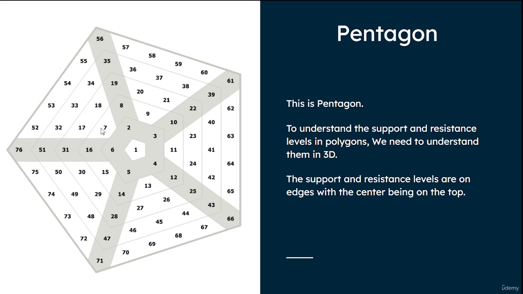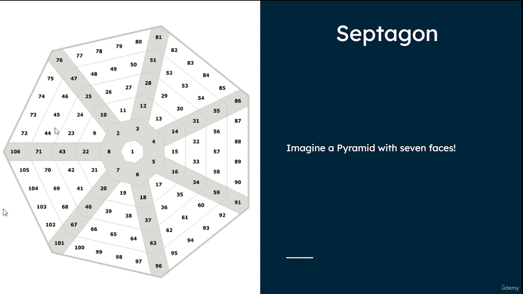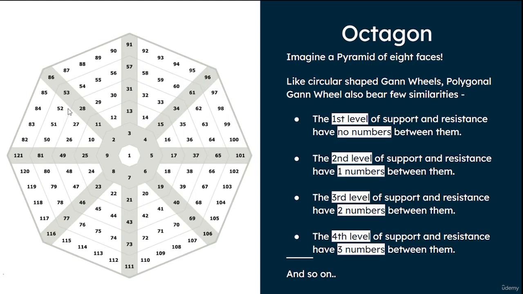In the next level, there are two numbers between them. In the next level, there are three numbers between them. Four numbers between them. Again same thing. 2 number, 3 number, 4 number. It's like it is expanding.